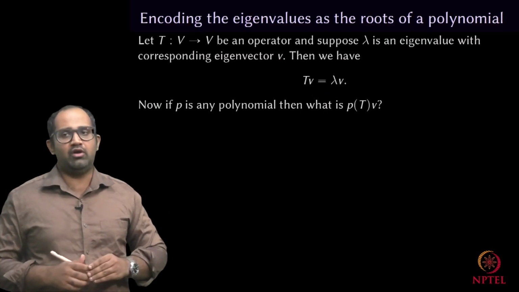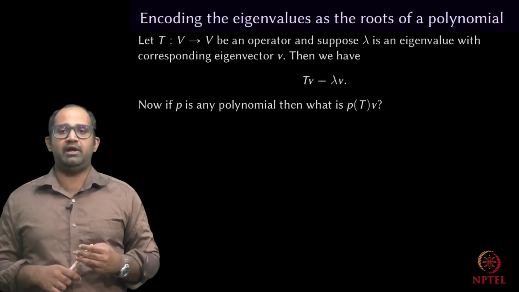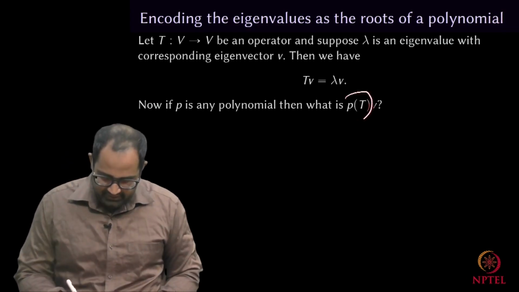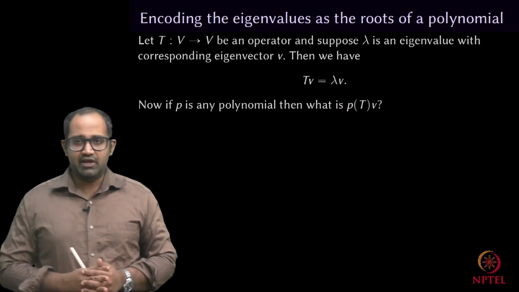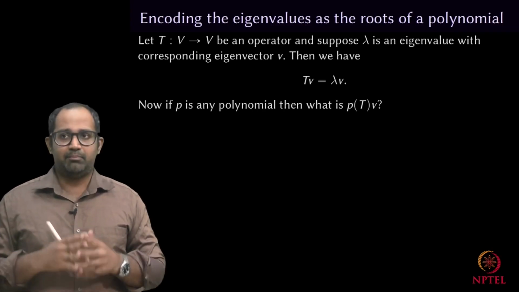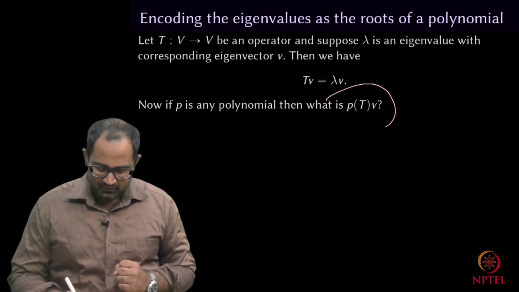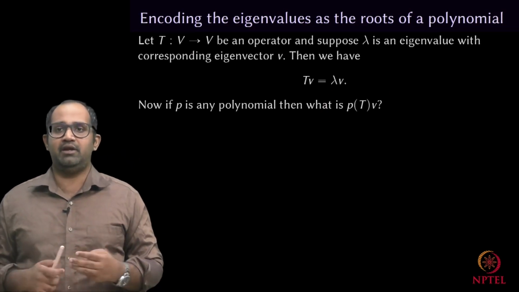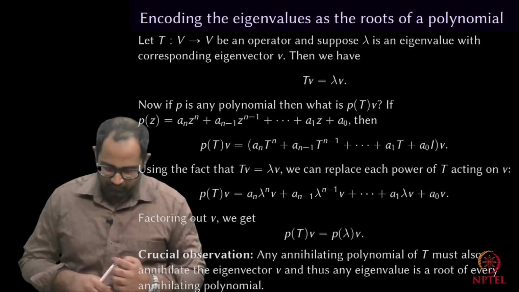Now take any polynomial over the base field F. We know how to evaluate a polynomial on an operator. That gives P of T. What is P of T applied to v? Please pause the video and work this out. It's not going to take you more than a couple of minutes. So please pause the video and try to figure out what the action of the polynomial evaluated on T, on v, is.